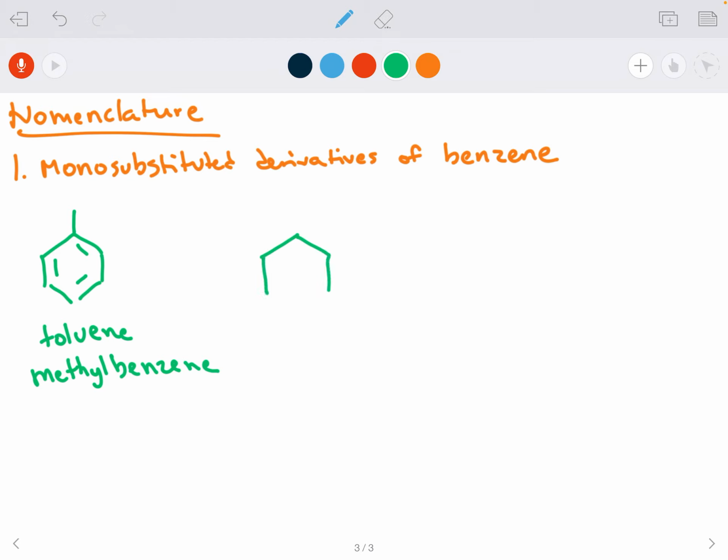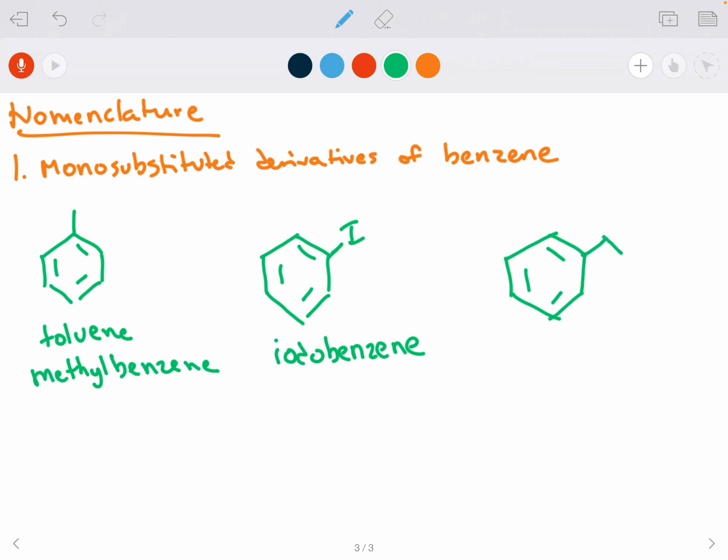If I have, say, iodide as a substituent, I would say iodobenzene. I don't need to give a location here because it's just one substitution, so that automatically is assumed to be position 1 because we don't have any other substituents. I can also have an alkyl substituent, so this would be propylbenzene.